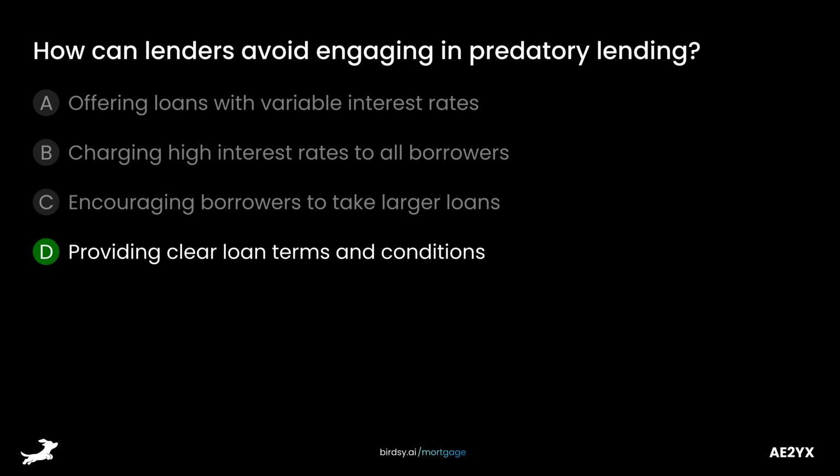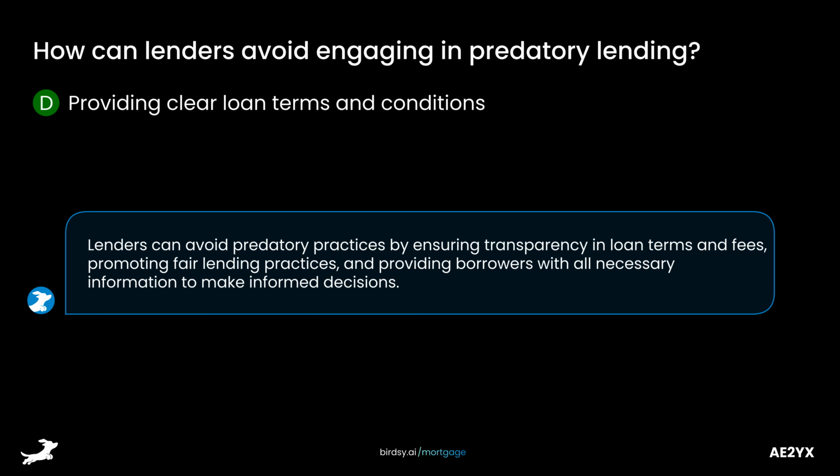The answer is D, providing clear loan terms and conditions. Lenders can avoid predatory practices by ensuring transparency in loan terms and fees, promoting fair lending practices, and providing borrowers with all necessary information to make informed decisions.